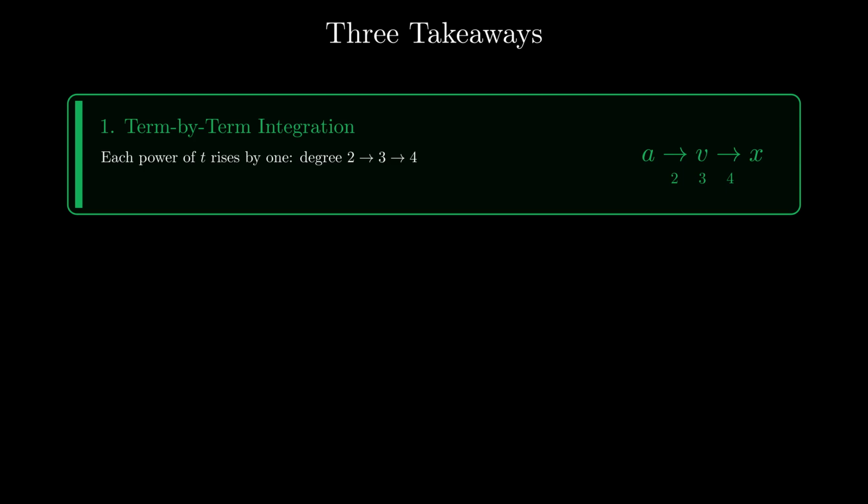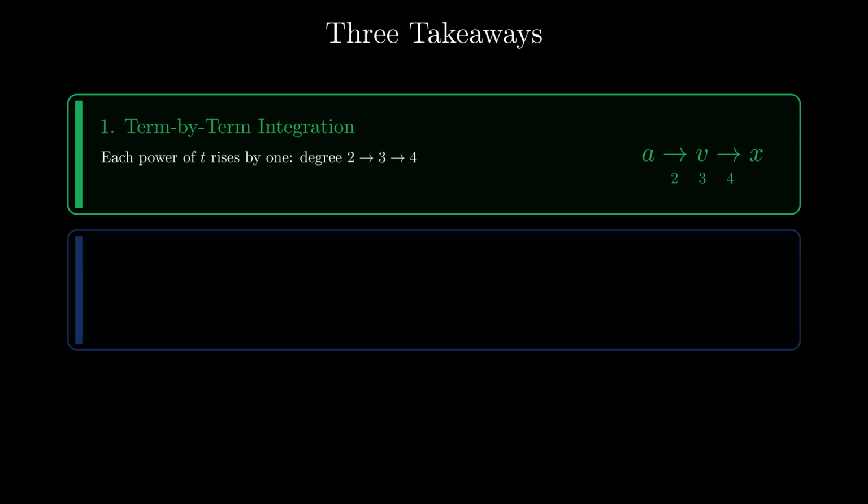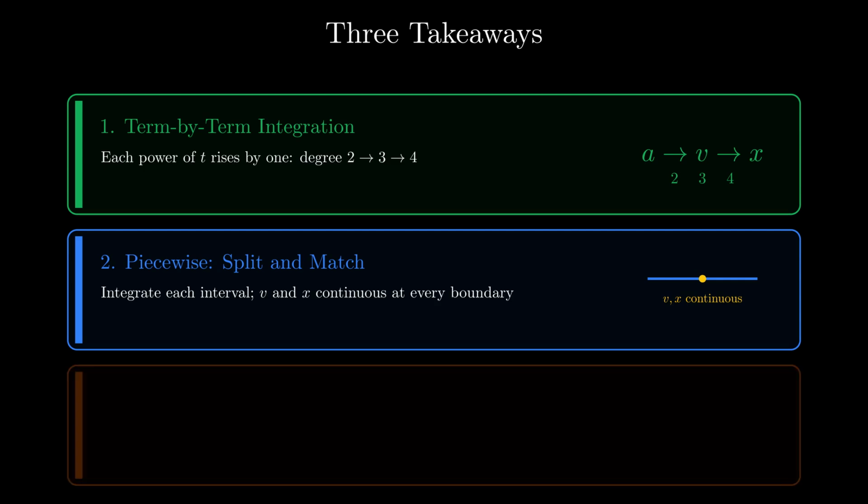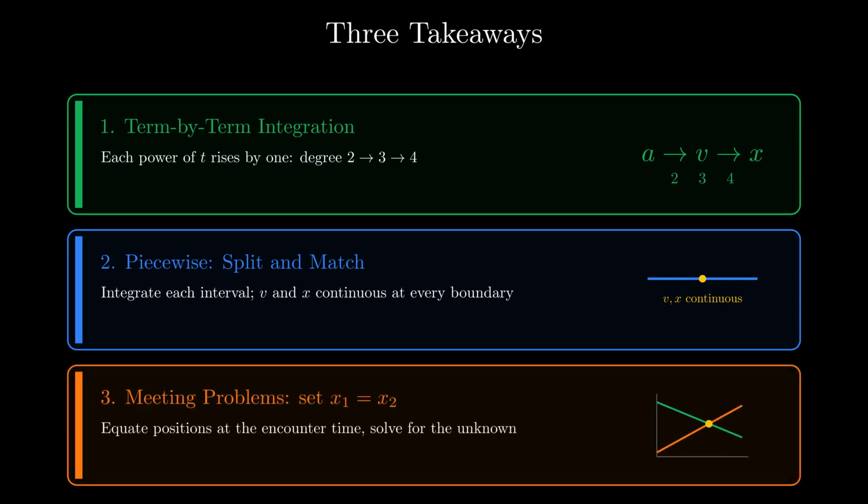3 takeaways. Polynomial acceleration integrates term by term. Each power of t increases by 1, building higher degree velocity and position functions with factorial-like denominators. Piecewise acceleration requires integrating each interval separately, with velocity and position matched at every boundary. Position equations from different objects combine to solve meeting problems: set positions equal at the encounter time, and solve for the unknown.